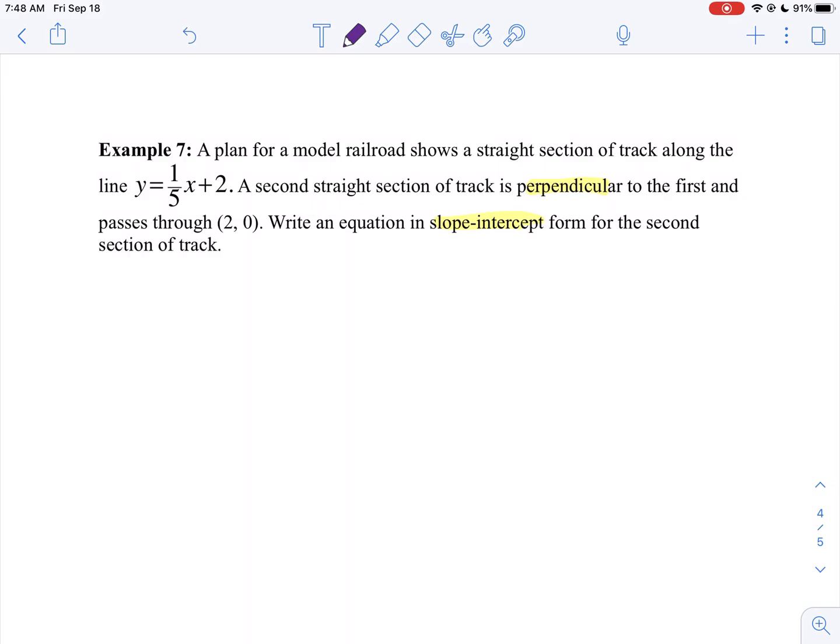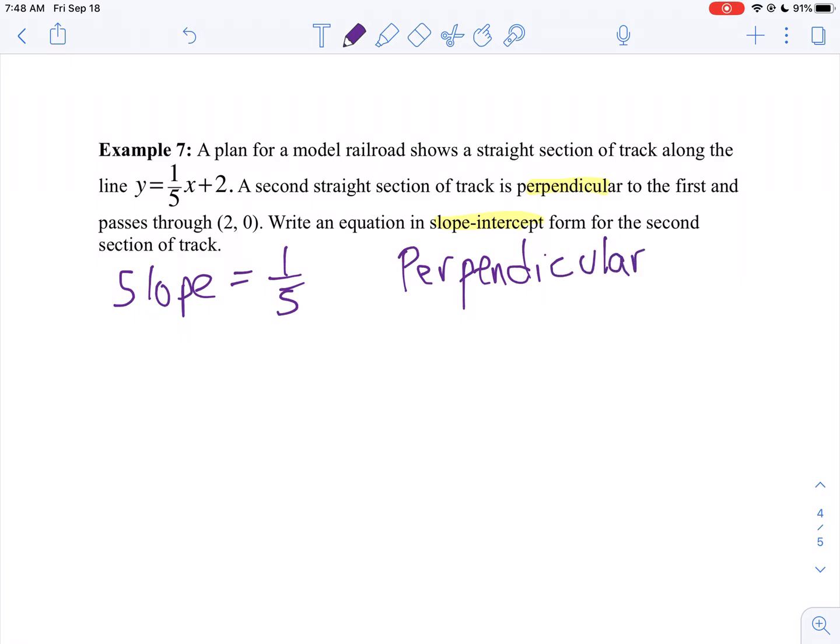Well, we know from our equation the slope of my first equation is 1/5. Since the slope is 1/5, when I look at the perpendicular slope, notice I don't use the 2 at all. I'm just looking at the slope, because in slope-intercept form, 1/5 is your slope. That would be -5 over 1. Now, it tells us to write the equation in slope-intercept form, but we have the slope and we have the point. So although it says write in slope-intercept form, I'm going to start by writing in point-slope form.